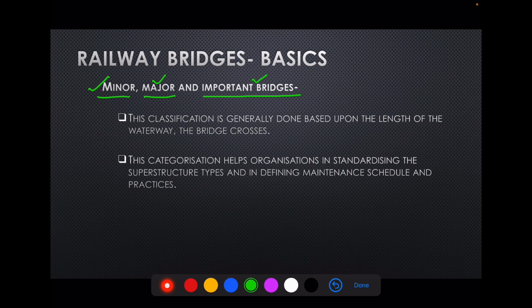so that their bridges can be classified. Why is this classification necessary for these organizations? Because this categorization helps them in standardizing the superstructure types and in defining maintenance schedules and practices. So organizations have one set of maintenance practices and inspection schedules for one type of railway bridges: minor, major, and important.